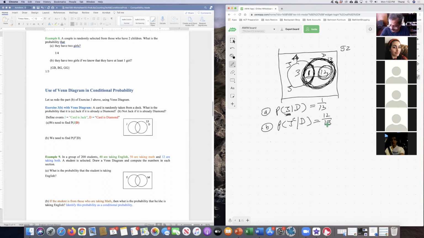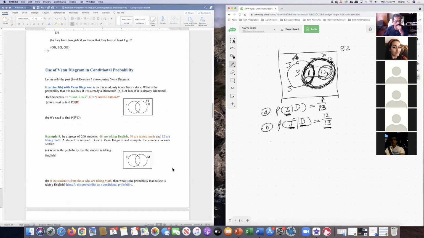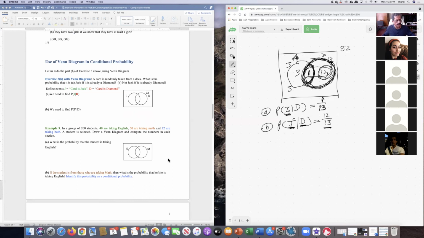If diamond has already occurred, your denominator is going to be the number of diamonds. And within the diamonds, there's only one jack, so the numerator is 1. If diamond has already occurred, the denominator is 13. How many of those diamonds are not jack? 12. So 12 over 13. You can do it both ways. The reason why I wanted to introduce the Venn diagram is because when we get to the harder problems, the Venn diagram will become useful to find the conditional probability.